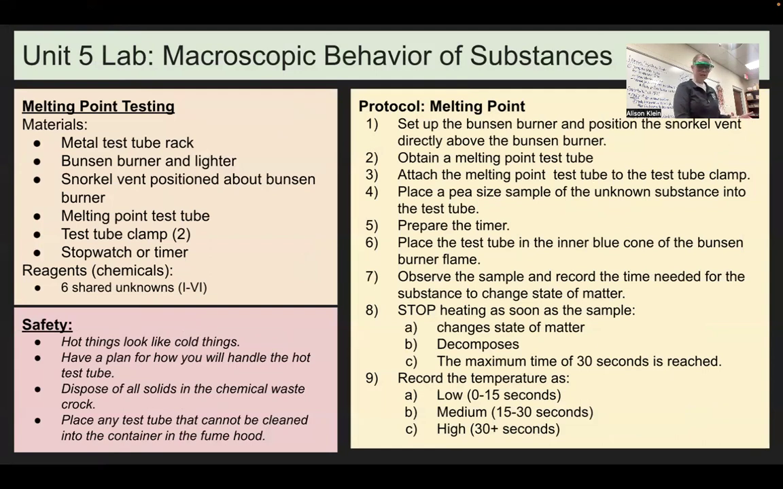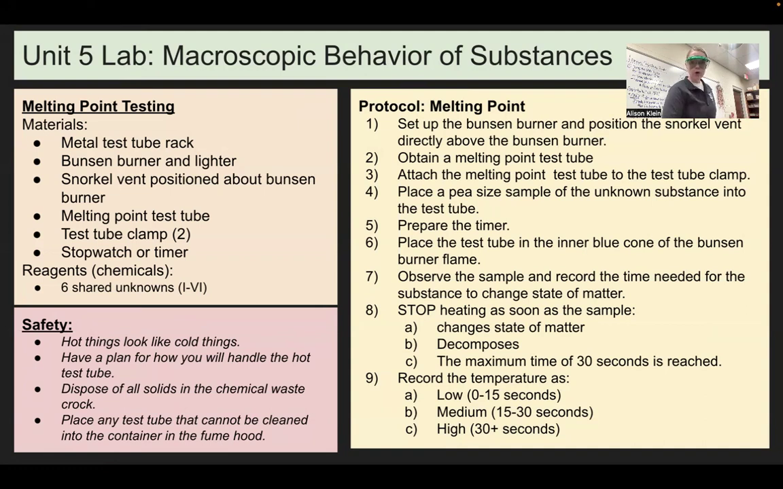We have the melting point test tubes, the test tube clamp, and then a timer or a stopwatch, as well as our 6 shared unknowns that we've been working with. Some reminders: hot things look like cold things. Have a plan for how you're going to handle hot items, which just means make sure that you and your table partner are talking and you don't touch something that's hot.